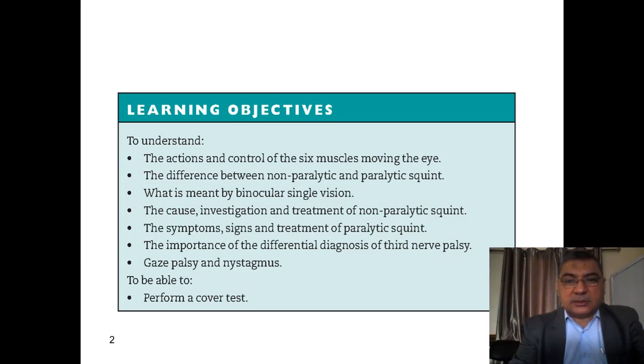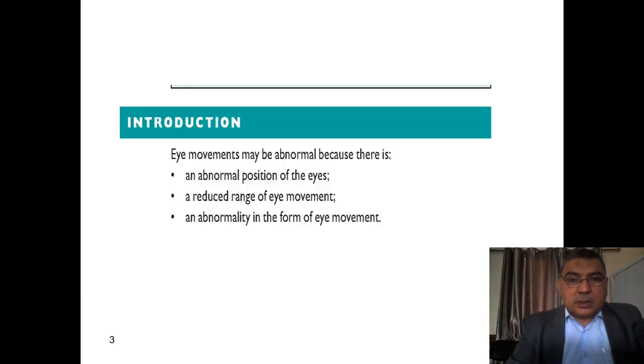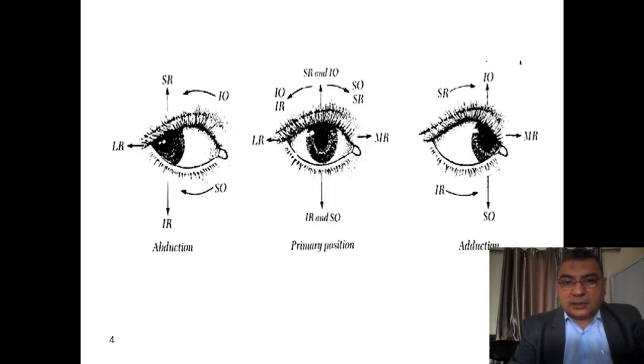We will talk also about the single binocular vision. How to diagnose cases of strabismus and different forms of ocular motility disorders other than strabismus. First of all, eye movement is controlled by 6 extraocular muscles.